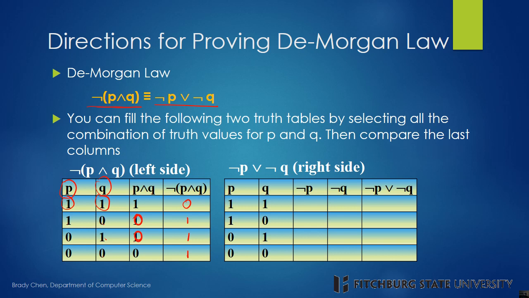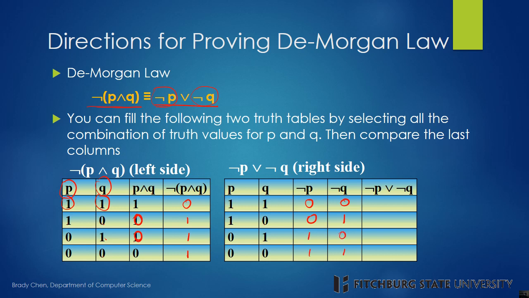Now, let's take a look at this case. If we want to figure out the values of this statement, we need to first calculate the negation of P and then the negation of Q, and then we calculate the OR, the disjunction. P is true, so negation of P is false, right? Q is true, negation of Q is false. Now P is true, negation of P is false, Q is false, negation of Q is true. So it's just the opposite. So it's a 1, 0, and a 1, 1.